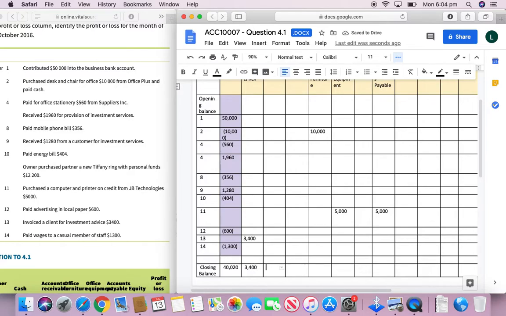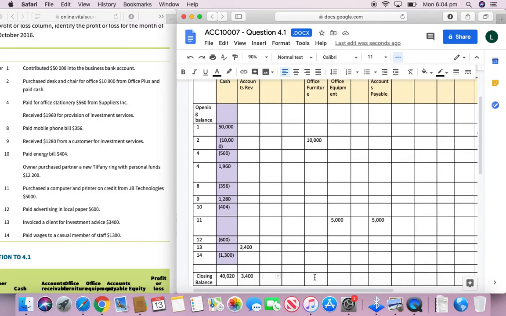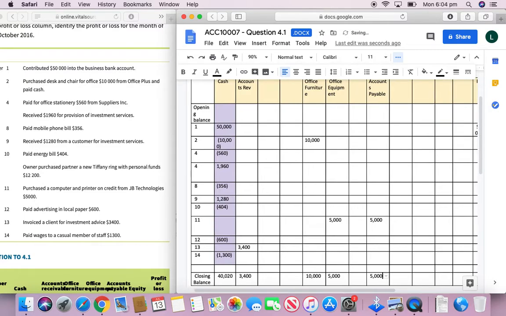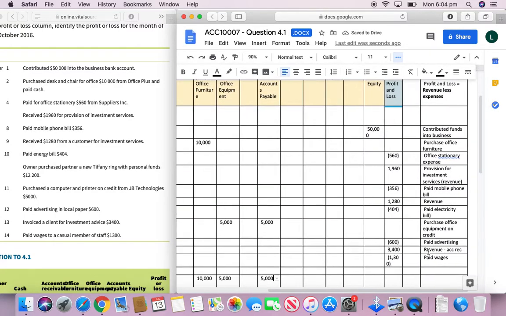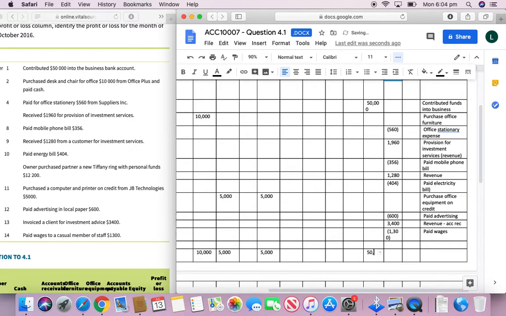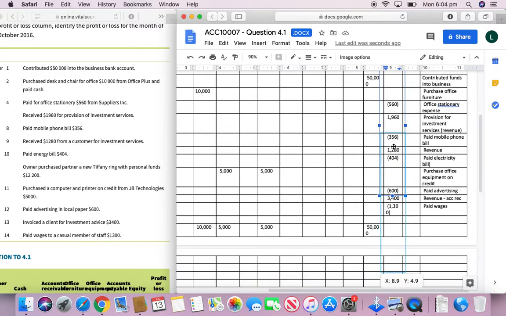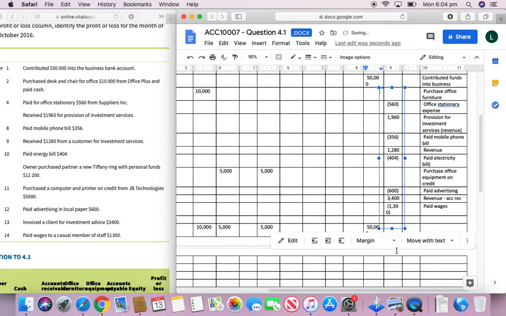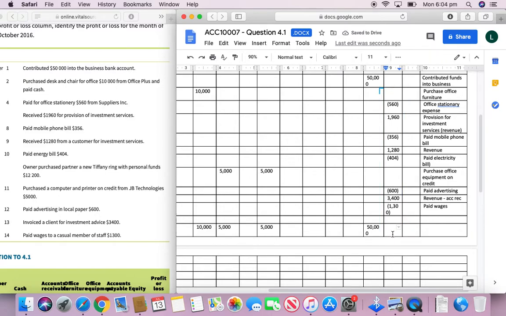The next column, well, we've got no accounts there. We jump over here, it is $10,000. The next column here is $5,000. The next column here is $5,000. So equity hasn't changed. It's still 50,000. And then over here, if we sum all of that up, we've got $3,420. So we're in profit.